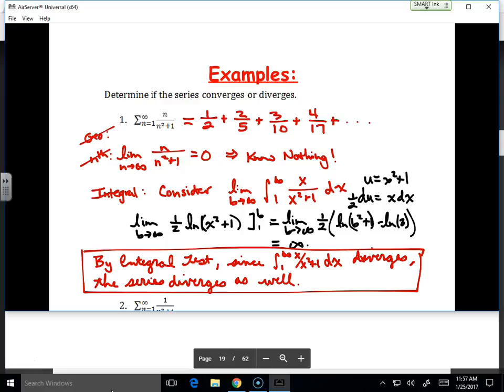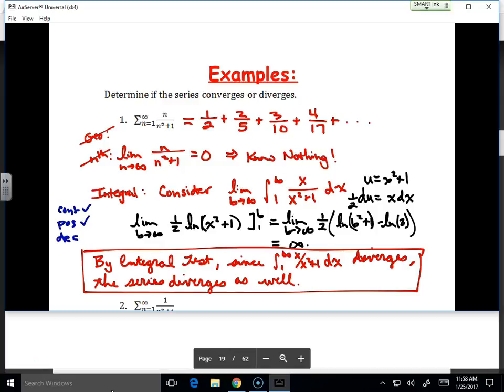Test if the conditions are satisfied. Is it continuous? Yes, it has a denominator, but can that ever equal 0? No. So continuous, check. Is it always positive? Yes. Look at the terms, check. Is it always decreasing? I don't know. Oh, we have to take the derivative and do a sign chart?